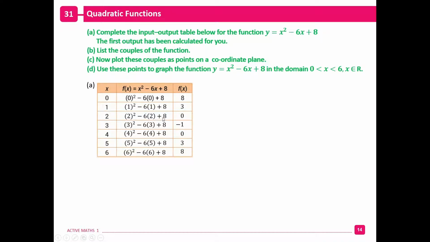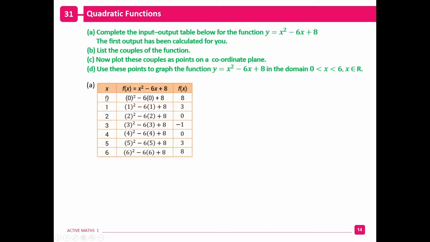And you'll see that we have the same calculations each time, and these are the different answers. We'll pick one more to go through. Let's pick the input 3. 3 squared means 3 times 3, which is 9. 6 times 3 is 18, so 9 take away 18 is minus 9, and then we add 8 to that, and that's how we got the answer minus 1.